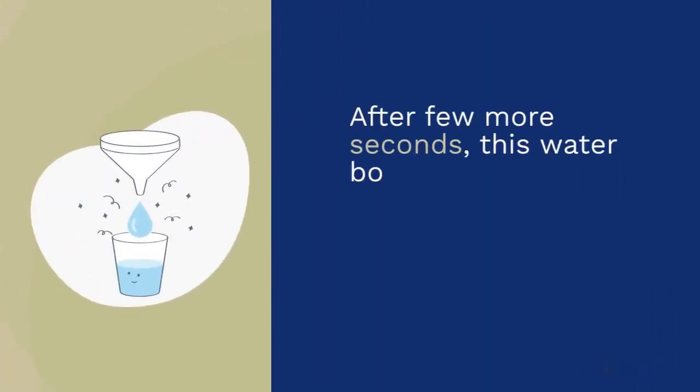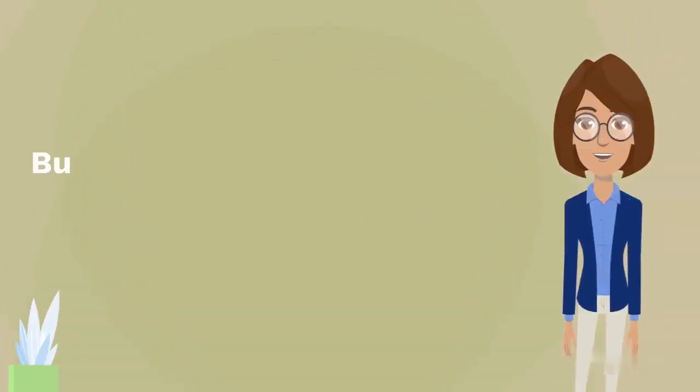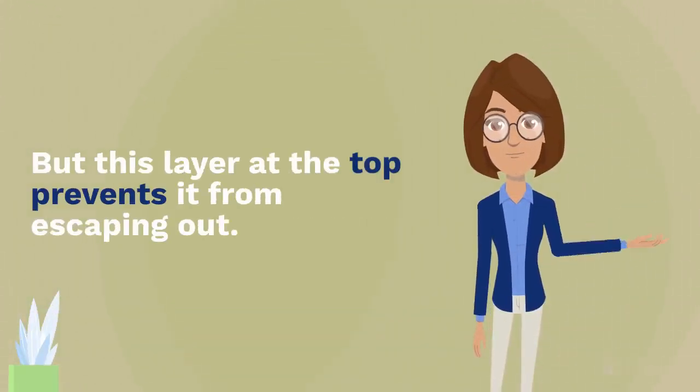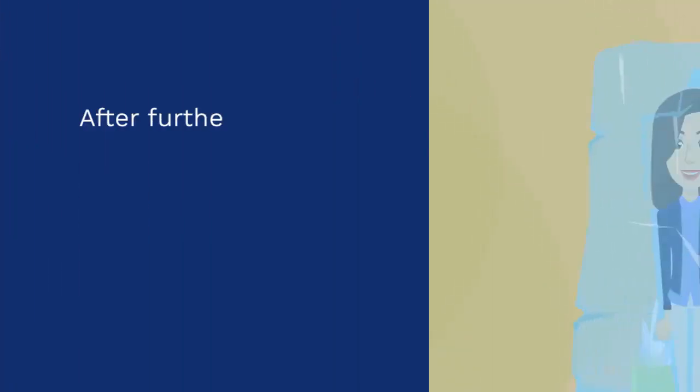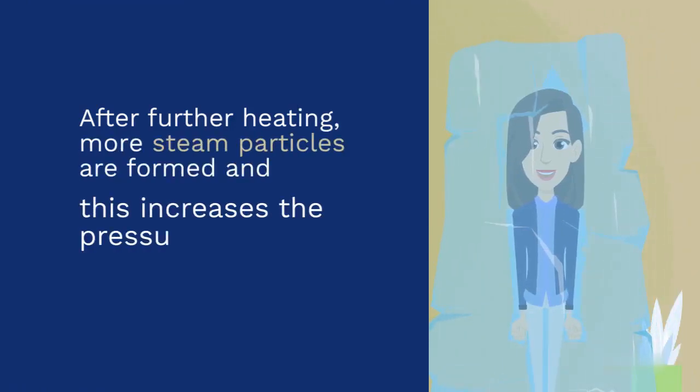After a few more seconds, this water boils and, due to evaporation, some water particles turn into steam. This steam tries to escape out of the vessel, but this layer at the top prevents it from escaping out. After further heating, more steam particles are formed and this increases the pressure in this region.